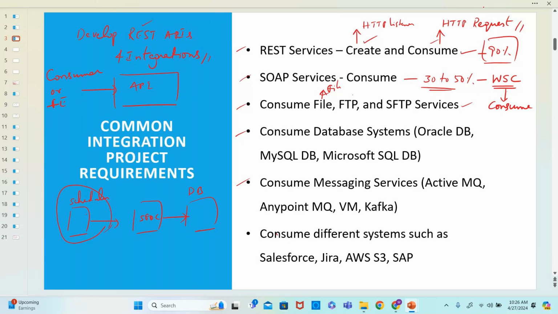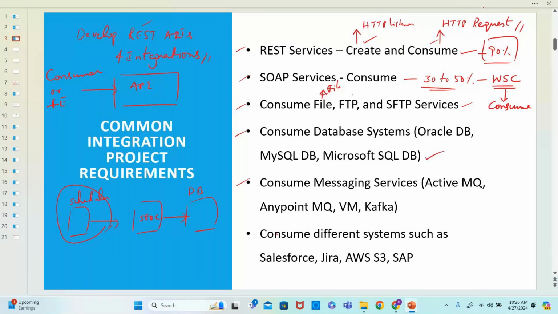For different DBs, obviously there are different connectors, but mostly these are the databases which are widely used across the industry. What are those? Oracle DB, MySQL DB, and Microsoft SQL Server. Okay, all these are used as databases. For connecting those, we know already there is a database connector. With the help of the database connector, we have different operations like select, insert, delete, update, bulk insert, bulk update. All these operations are available, and we can do the respective operation on the particular database. Okay, this is another common requirement.